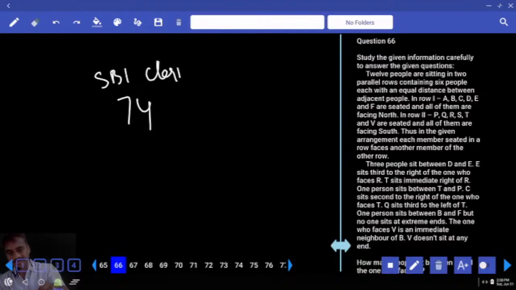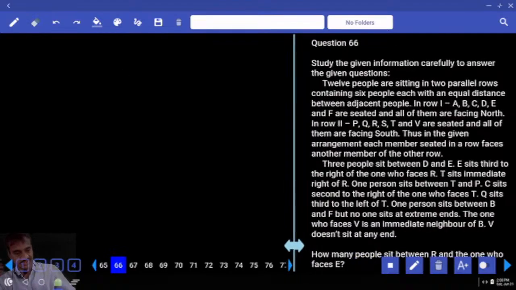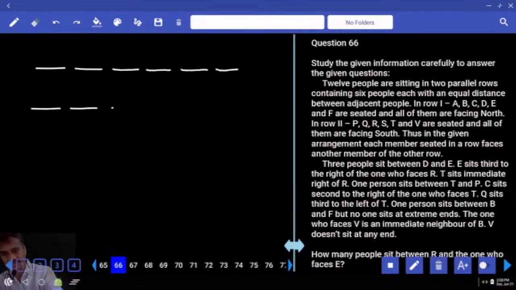Now, in this SBI Clerk Prelim, paper number 74, question number 66. How many people are there? There are 12 people sitting in two parallel rows. Two parallel rows without a parameter come under the first or the second, and definitely under the first priority. Six persons in row 1 and 6 persons in the other row.